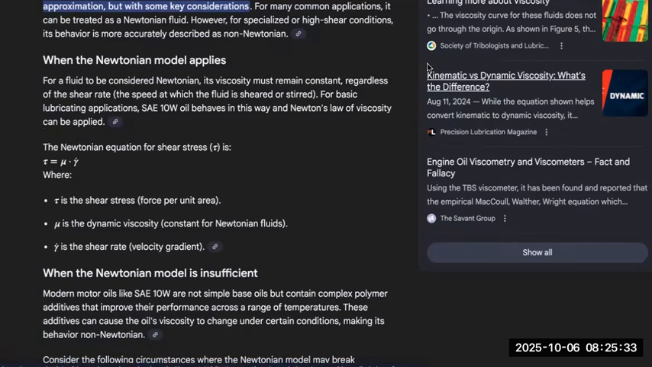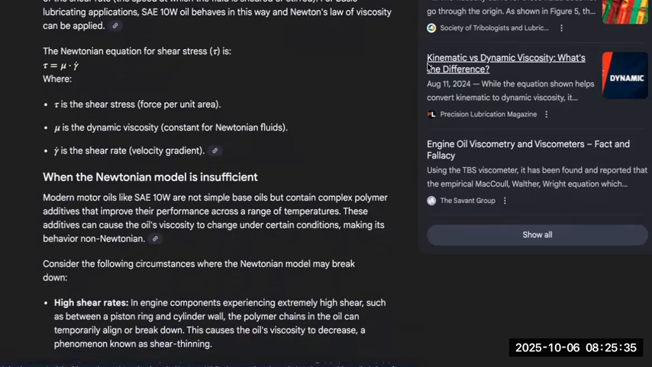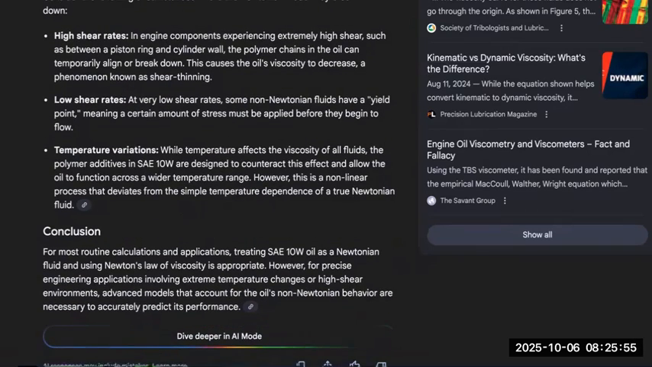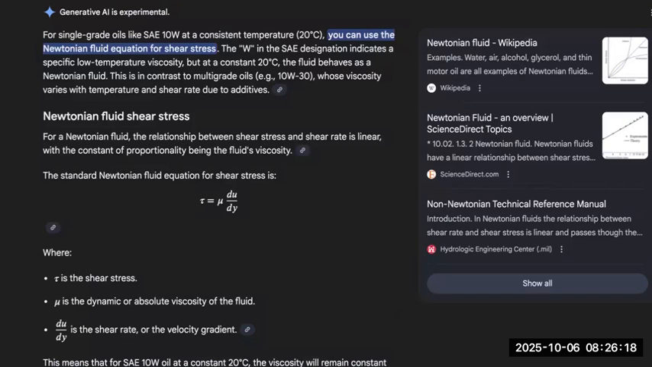When the Newtonian model is insufficient, modern motor oils like SAE 10W are not simple base oils but contain complex polymer additives that improve their performance across a range of temperatures. These additives can cause the oil's viscosity to change under certain conditions, making its behavior non-Newtonian. I'm guessing that the temperature causes it to be Newtonian in this case. So for single grade oils like SAE 10W at a consistent temperature of 20 degrees C, you can use the Newtonian fluid equation for shear stress.